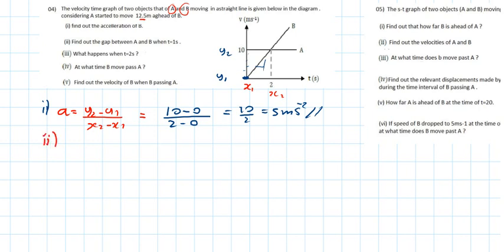The next point is to find the gap between A and B when t equals 1 second. Find the gap between A and B when t equals 1 second. Okay. You have to remember one thing. A started to move 12.5 meters ahead of B. It started early, so there is a gap. So we have to find the gap.